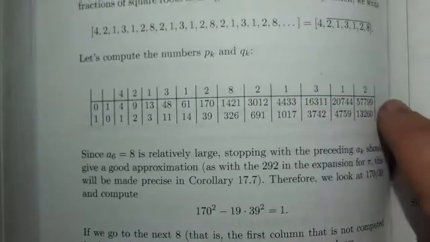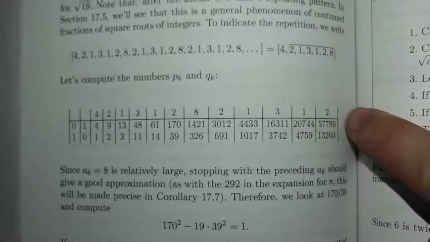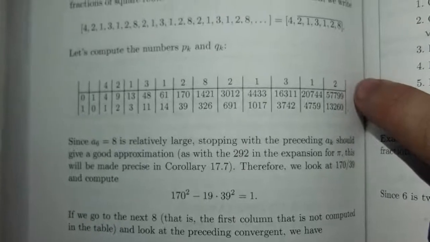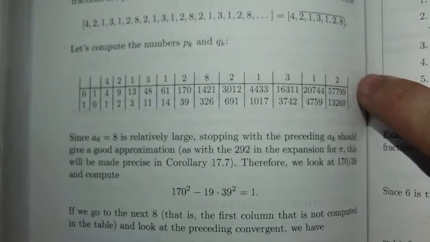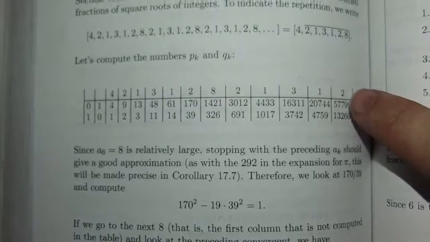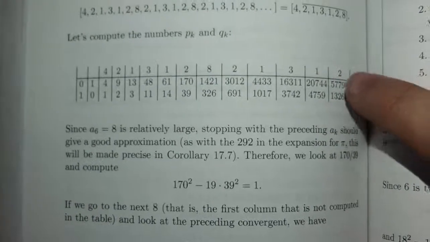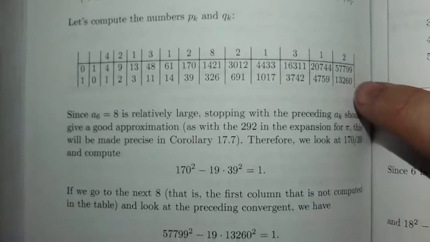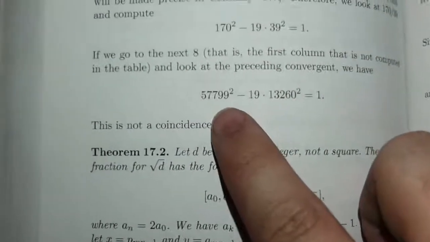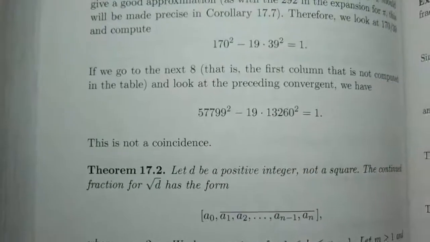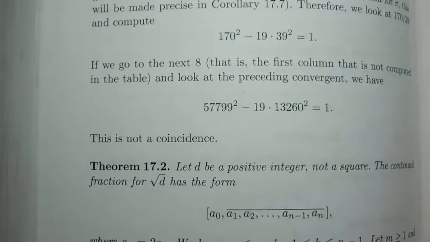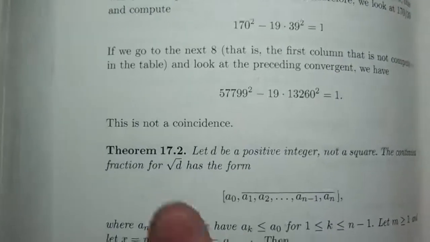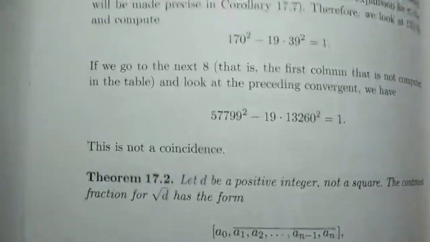If we go to the next 8 in the table, the next 8 happens off the table. So we get the idea that it would be a really good idea to stop before, and that is this last column. If I look at those numbers, it's not immediately clear what the relationship is, but it turns out that for those numbers we have 57,799 squared minus 19 times 13,260 squared is equal to 1. And as is noted here, this is not a coincidence.